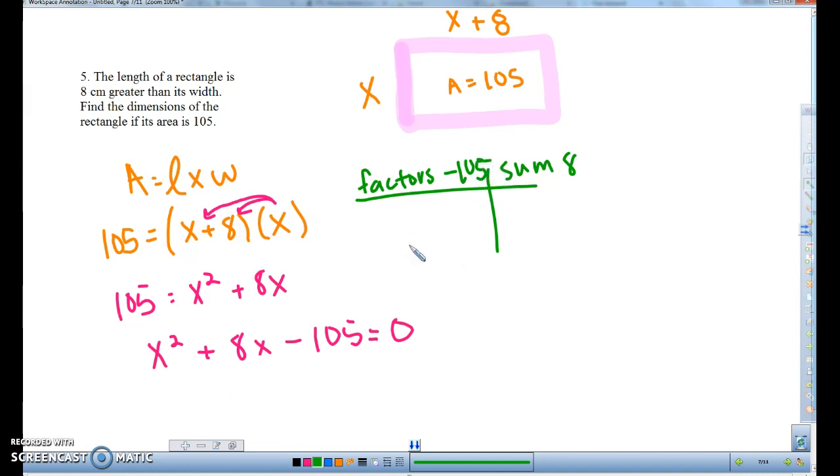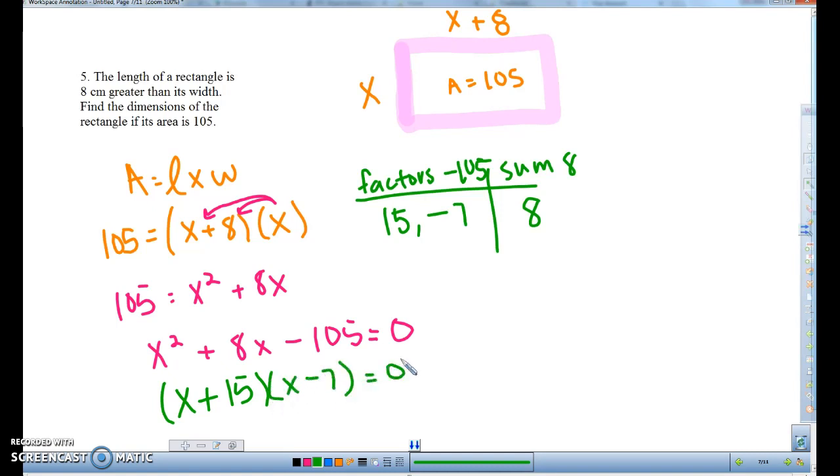Because I've worked this problem before, I'm going to go ahead and cheat a little bit and list the factors that do work. If you were working this on your own, you would have to list factors of negative 105. You know it's divisible by 5. It also happens to be divisible by 15 and negative 7. And oh, look at that, that'll give me a sum of 8. So I would factor it, x plus 15, x minus 7 equals 0.